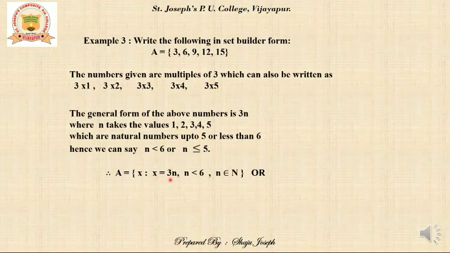This means x can be written in the form 3 into something, where that something must be less than 6 and also belong to N. That small letter n stands for a number which is less than 6 but at the same time belongs to natural numbers. Or we could say that A is a set of all x such that x is equal to 3n and n is less than or equal to 5. See, I have replaced strictly less than 6 with less than or equal to 5. And again, n should belong to capital N, meaning it should be a natural number.